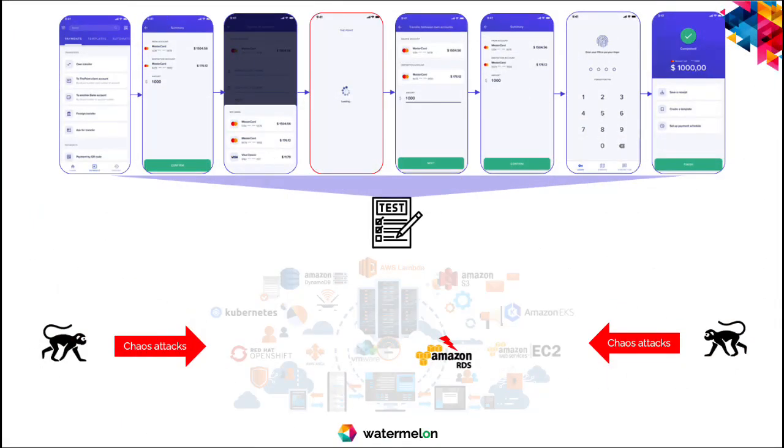Hopefully this demonstration gives you a good idea of how the Watermelon platform can be used, not just for injecting chaos attacks into a component of an application, but also for relating chaos attacks to complete user journeys in conjunction with functional tests, giving you a holistic way in which to improve your applications before they end up in production.